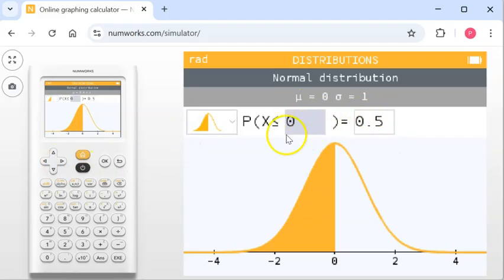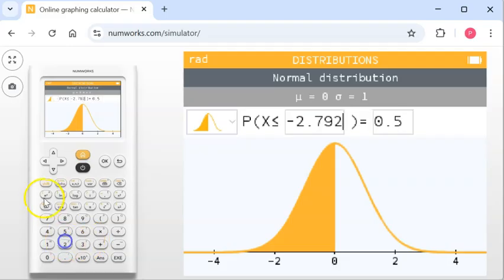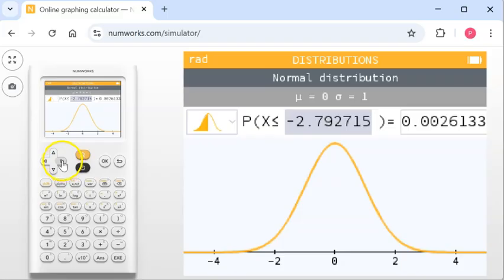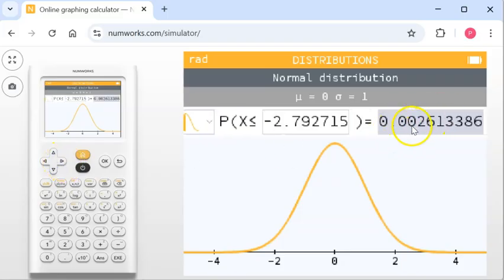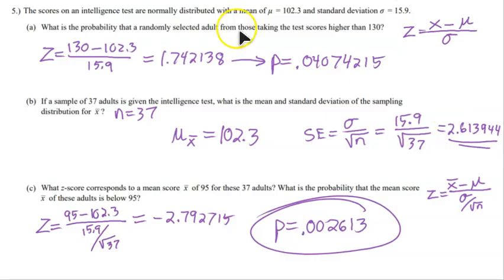All right, and now we got to put our z-score in here, and our probability will be in this box. So we'll put our z-score here, negative 2.792715, execute, and here's our answer. The probability is 0.002613. And that's it. That's the end of question 5.